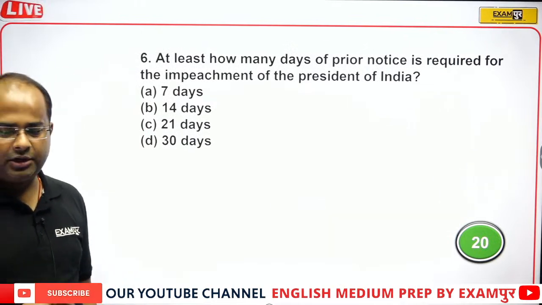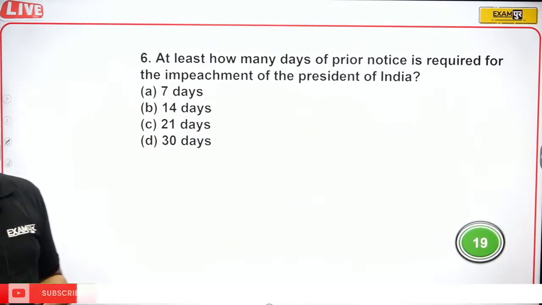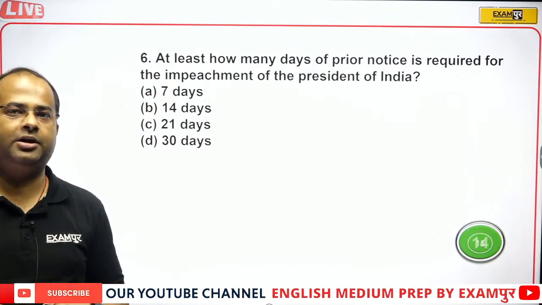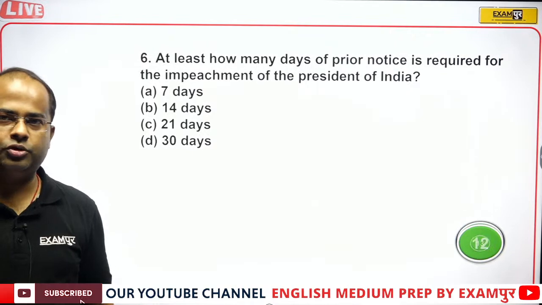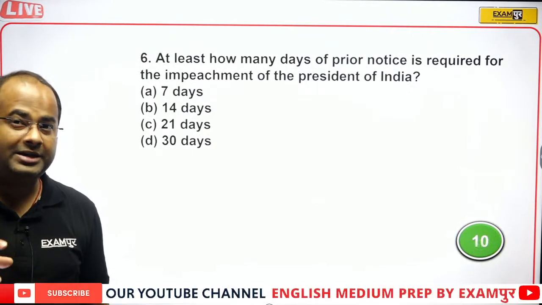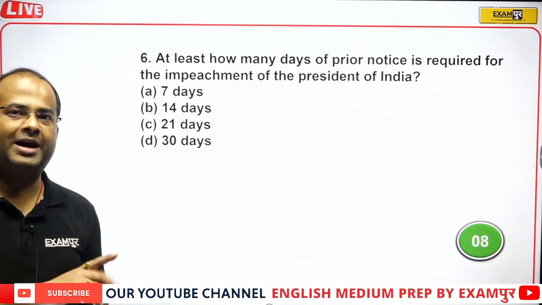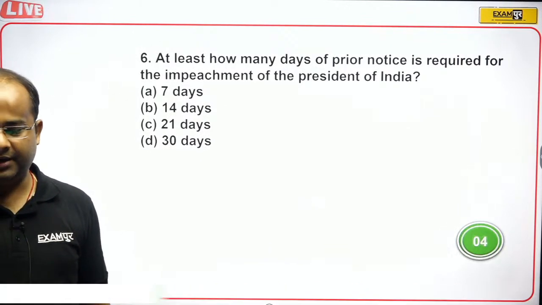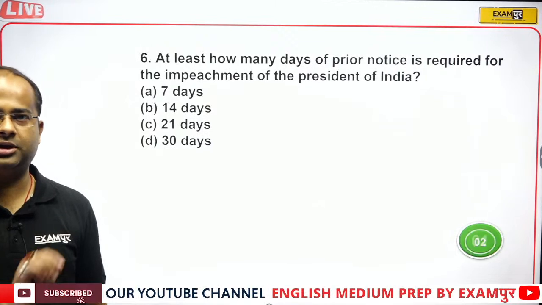Now, a very easy question for all of you: at least how many days prior notice is required for the impeachment of the President of India? If the motion of impeachment of the President of India is accepted, how many days prior notice will be given to the President of India? Is it 7 days, 14 days, 21 days or 30 days?